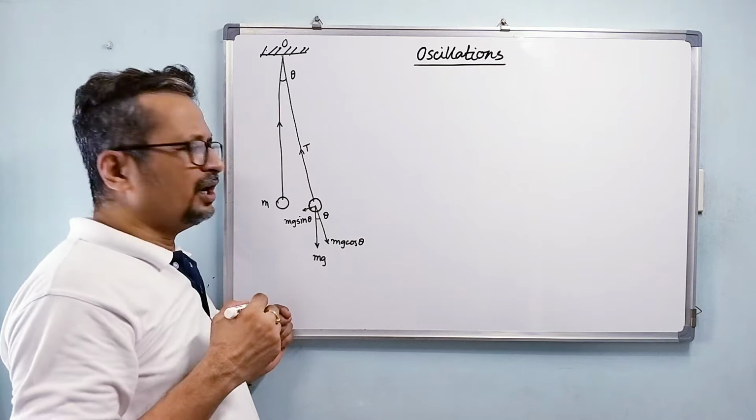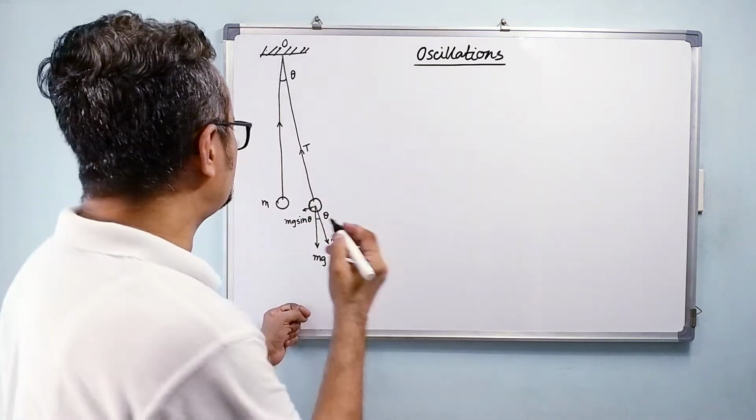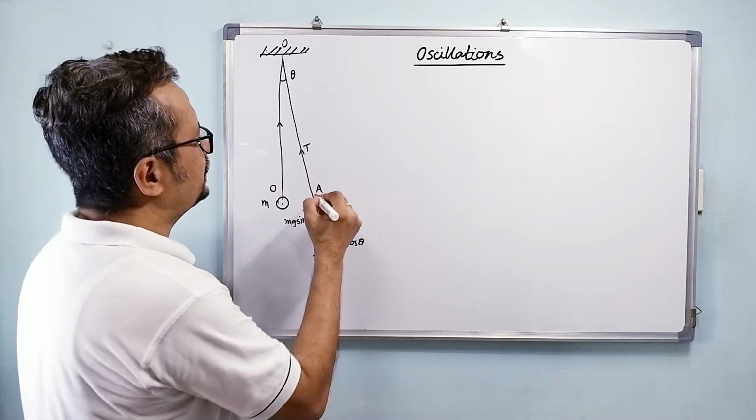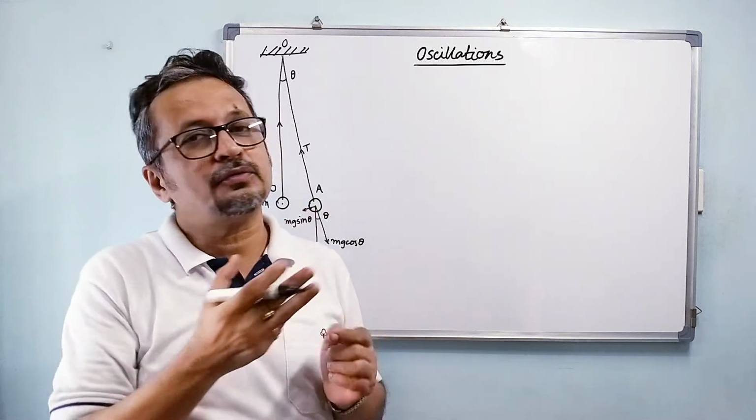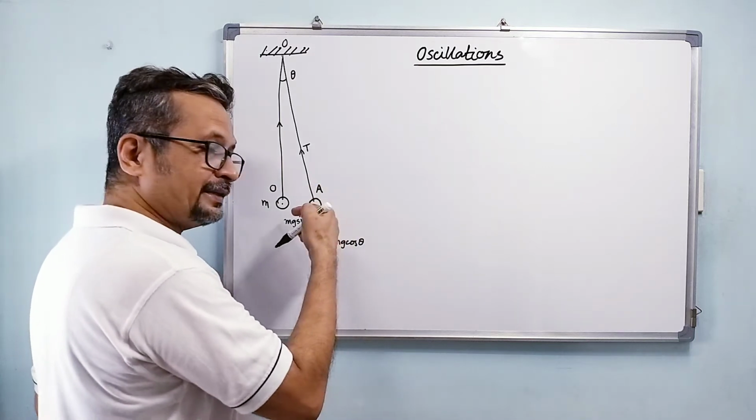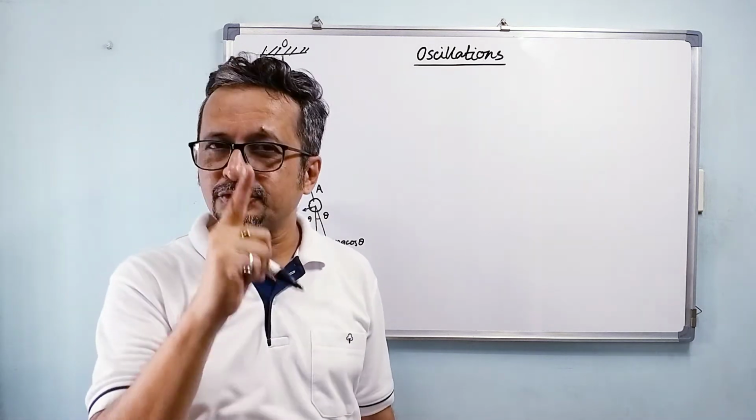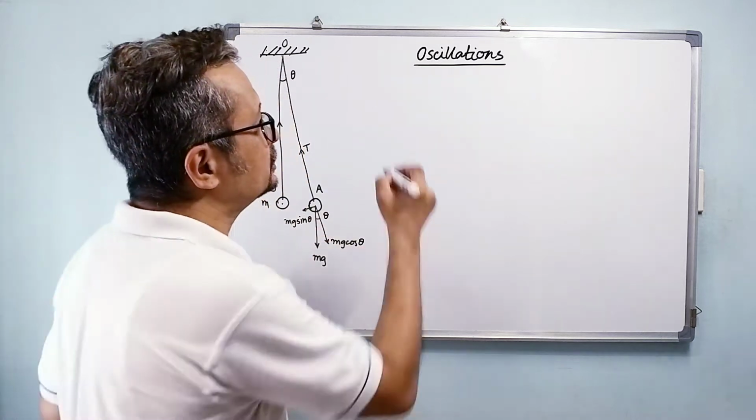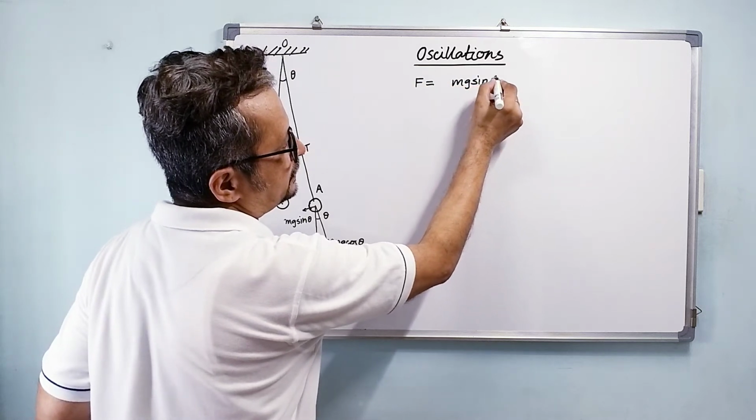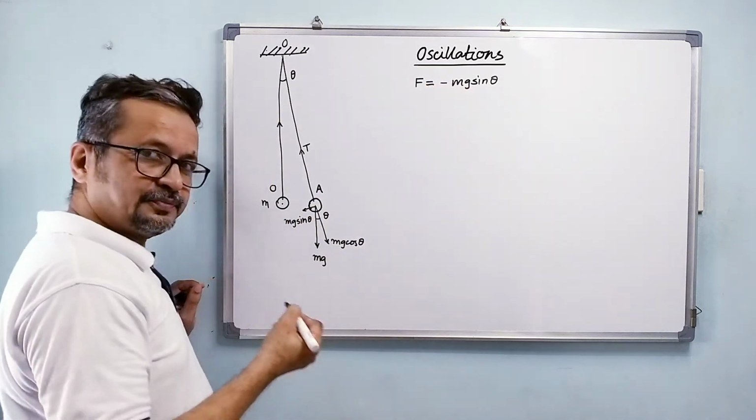Now there is something here. This bob tends to come back to the initial position. Let us call this position O. From position A, it tends to come back to position O. And what is bringing it back to the main position? Is it not the component of weight acting perpendicular to the string? So mg sin theta is the restoring force acting on the bob. I'm going to write here F is equal to mg sin theta, but it is acting in the opposite direction, so I'm going to put a negative sign here, correct?